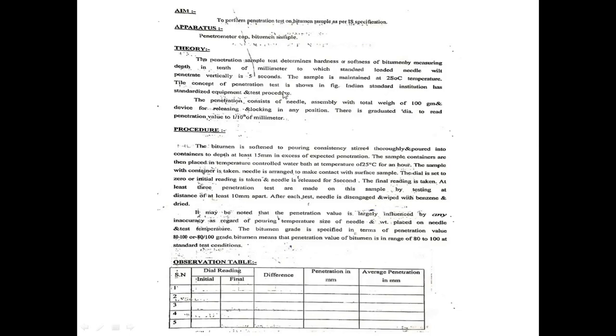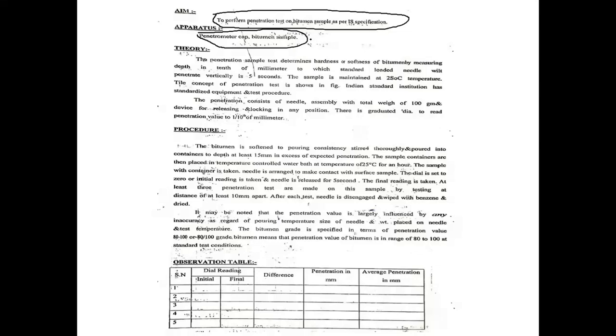So this is our printed manual. After doing the penetration test, you can read this. This is our aim, to perform the penetration test and get the penetration value. To perform that test, we'll need the penetrometer and bitumen sample. In addition to this, we'll need the water bath and heating device also. Remember that. And there is one solution chemical, benzene, that is also required.